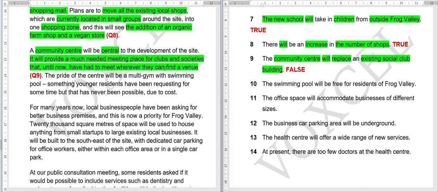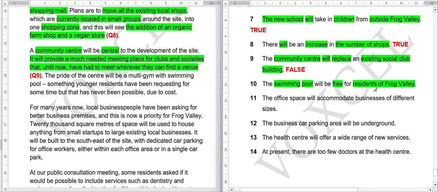I hope it is clear. Okay, let's see the 10th question. The swimming pool will be free for residents of Frog Valley. So they are saying that there will be one swimming pool there and it will be free of cost, but for whom? Residents of Frog Valley. So if you are a resident of Frog Valley, you can use this swimming pool free of cost. But if you are not living here, you may have to pay some money.